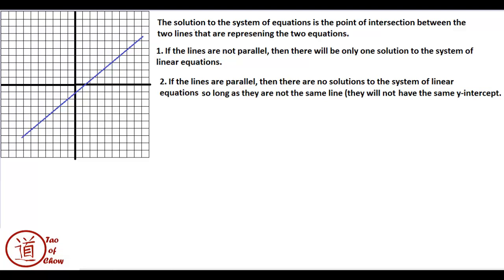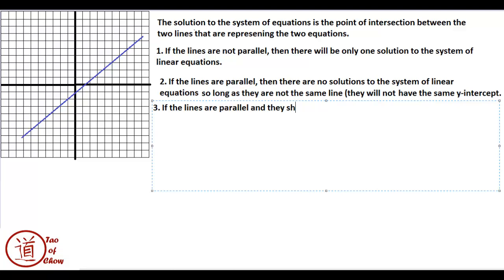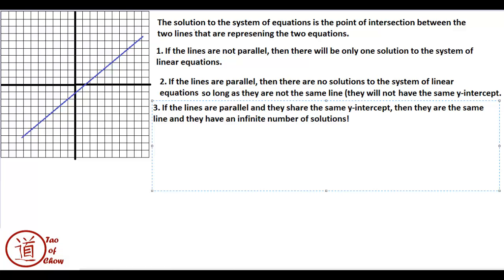Now, the last situation, which we just discussed, was what happens if they do have the same y-intercept, meaning they are the same line. Okay, so 3. If the lines are parallel and they share the same y-intercept, then they are the same line and they have an infinite number of solutions. Okay, and that's really it. Those are the 3 different situations that you can get with solutions to linear systems of equations.